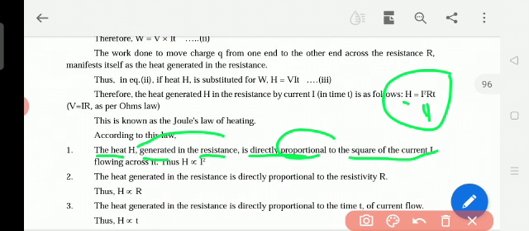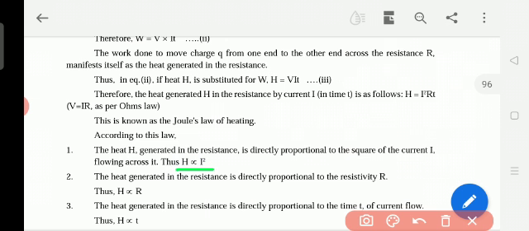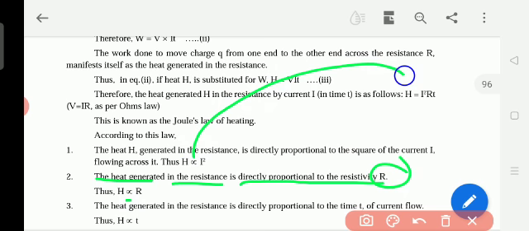So this is like the law of conservation. How much reactants we use in the equation, that much product we get. Like that only, how much current flows, that much heat is produced. That is why H is proportional to I square. This symbol we call proportional to. Understand? Next, the heat generated in the resistance is directly proportional to the resistance R. So heat generated, first, is directly proportional to the square of the current.